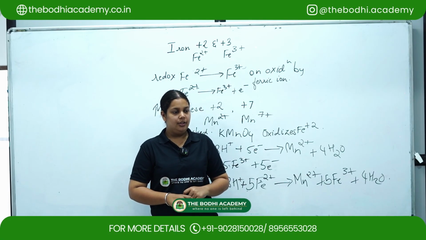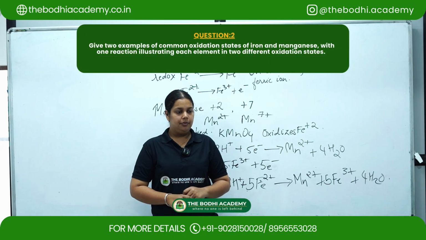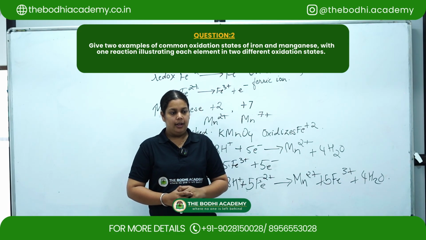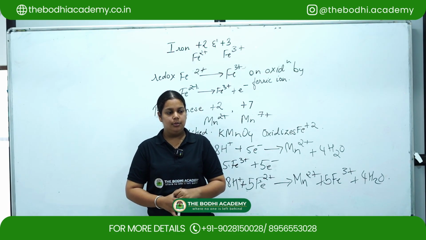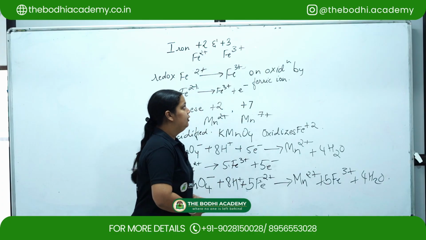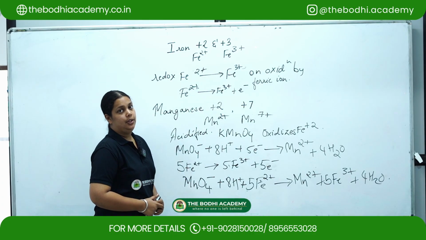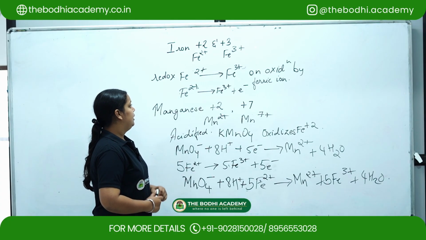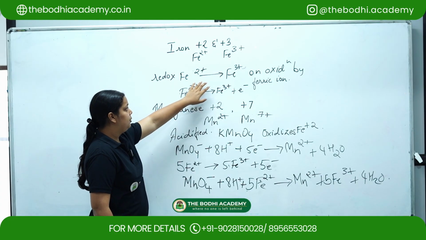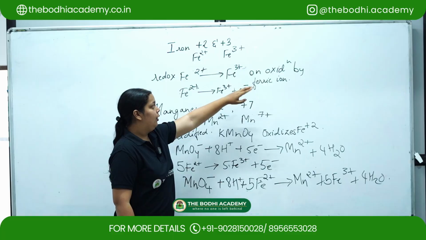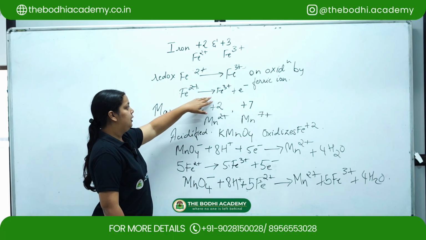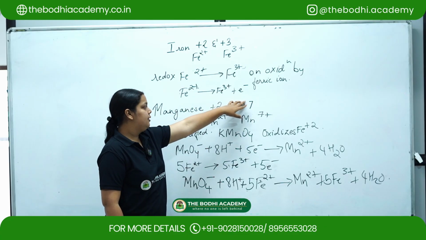Coming to the next question, give two examples of each of common oxidation states of iron and manganese with one reaction illustrating each element in two different oxidation states. So we have two different oxidation states of iron, that is Fe+2 and Fe+3. So the example is redox reaction where Fe+2 gets converted to Fe+3, or oxidation by ferric ion. So it can be written as Fe+2 gives Fe+3 plus 1 electron.